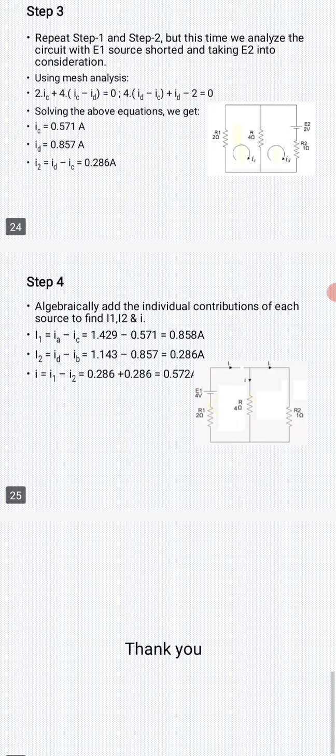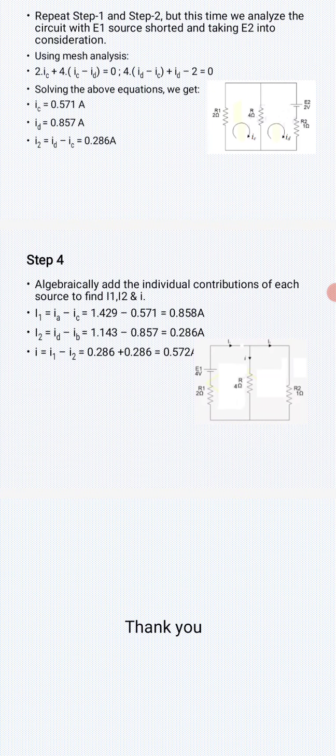Similarly, we eliminate source 1 and connect source 2. Again, we can apply the same mesh analysis. We can calculate IC and ID, and I2 is the flow of current, the difference between ID and IC, which is 0.0286 amps.